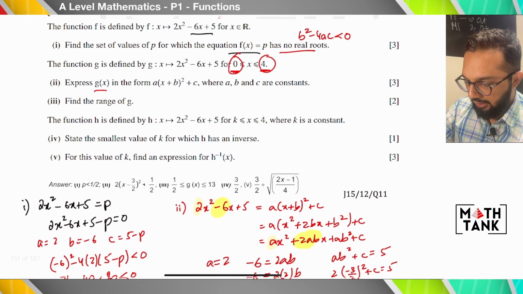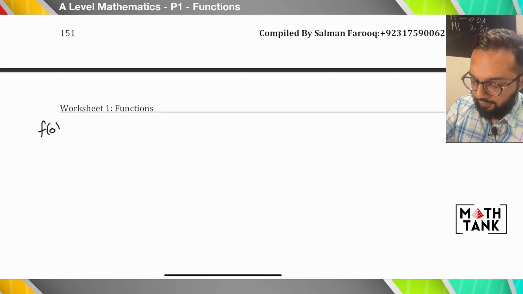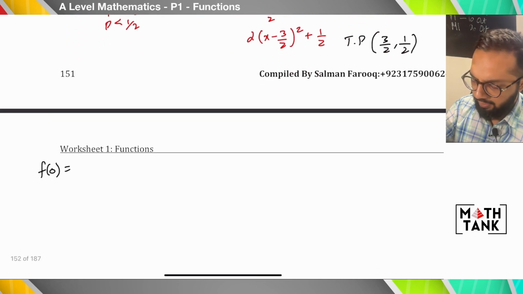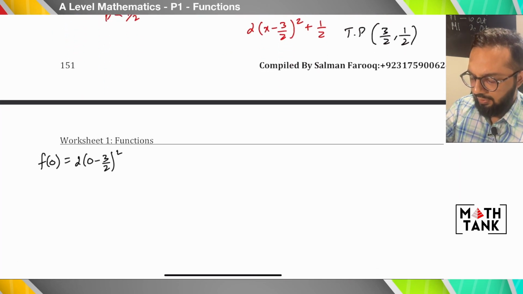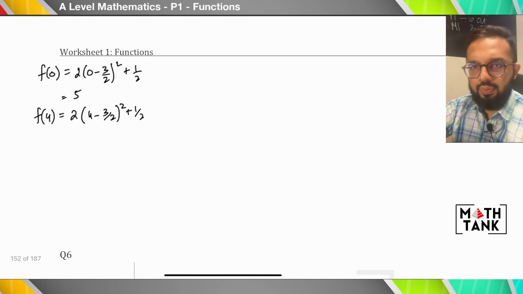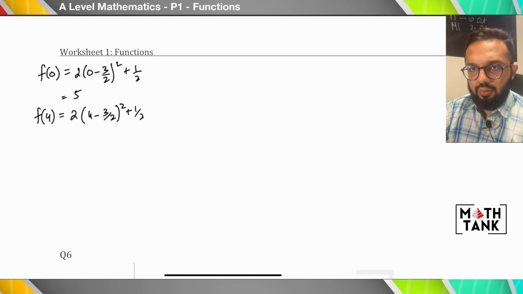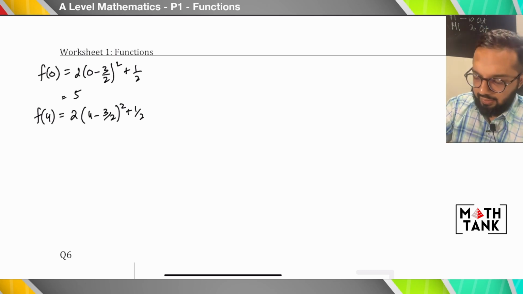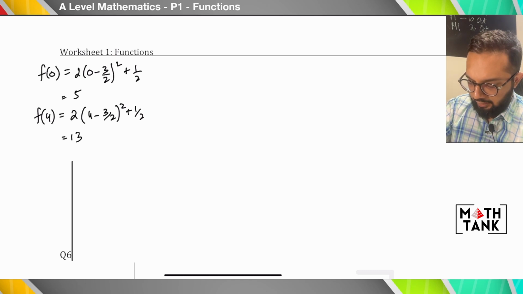So I'm going to use this form and then try to draw it by first calculating what f of 0 is. So given that I have the correct form, I can just go on and say 0 minus 3 over 2 whole square plus half, although the other line makes it easier. I am going to get 5 out of this. Then I'm going to calculate f of 4, and 4 minus 3 over 2 whole square plus half. You could use the original form of the equation as well, and that should give you the correct answer as well. So 4 minus 3 over 2 gives me 13. So when I sketch this graph, it looks something like this.